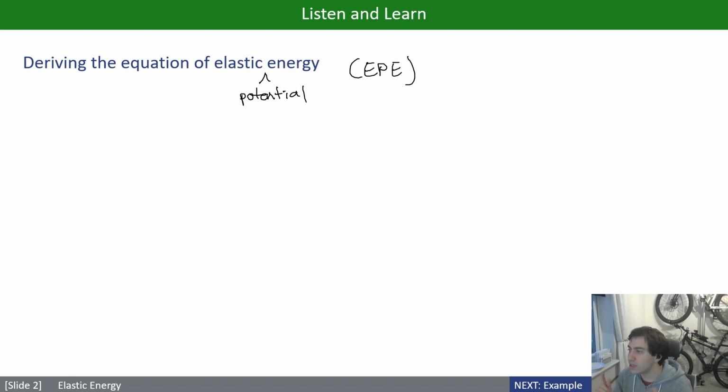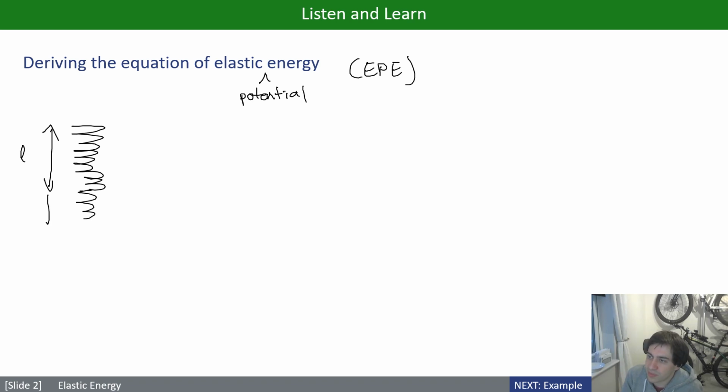So when a spring is at its natural length, let's just draw a spring for a moment. Okay, so I've got a spring, it's at its natural length, so it's neither compressed nor stretched. How much energy is stored in the spring at that point? It's 0. And then let's say I stretch the spring a bit. I've stretched it by x.